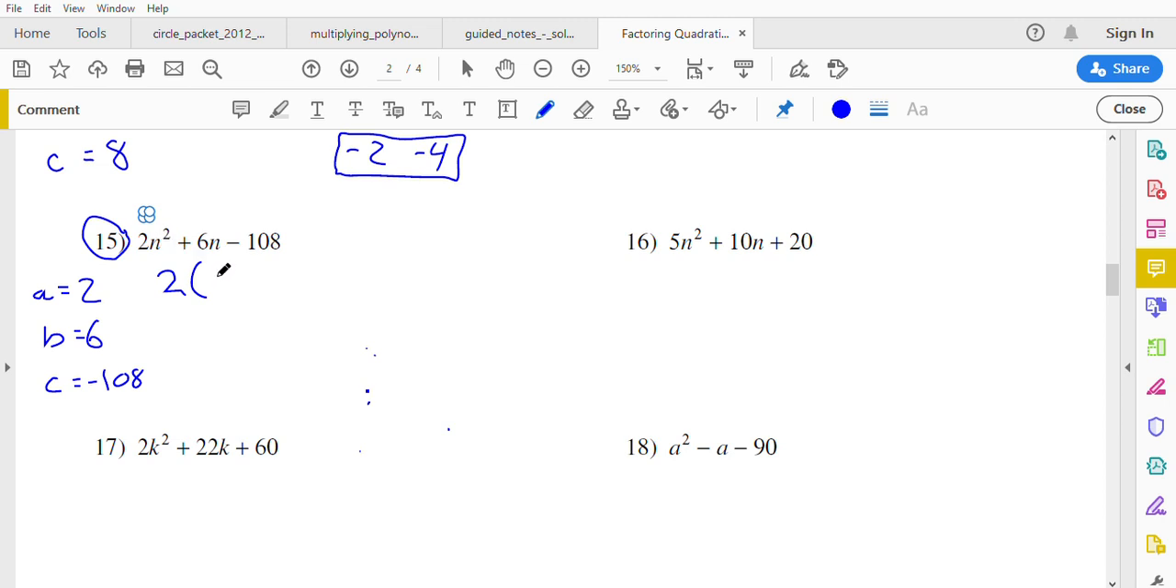So 2 divided by 2 is going to be 1. So we're just going to write 1n squared. Remember, there's a 1 there, but we don't write it, okay? 6 divided by 2 is going to be 3. And -108 divided by 2 is going to be -54, okay? Now, if you think about it, we just undid the distributive property that we were talking about the other day, right? If we multiplied this 2 back in, we'd get 2n squared plus 6n minus 108, okay?